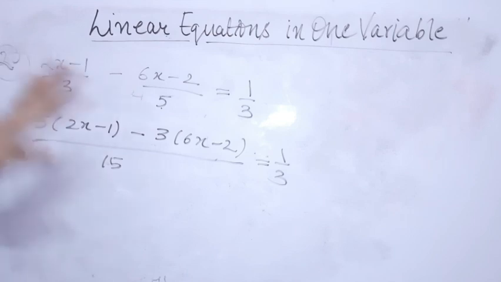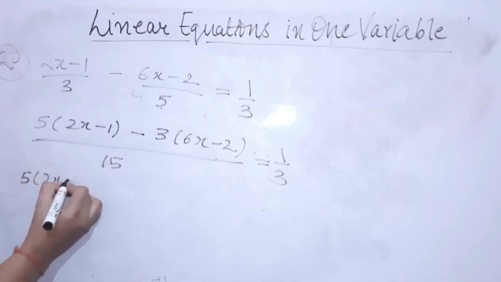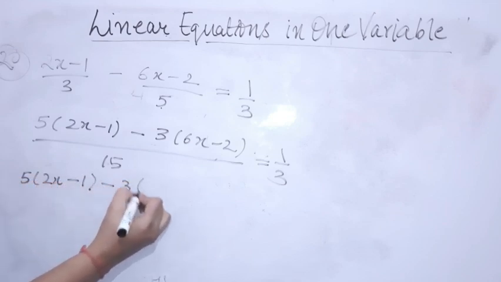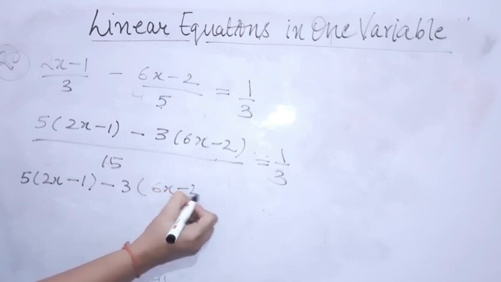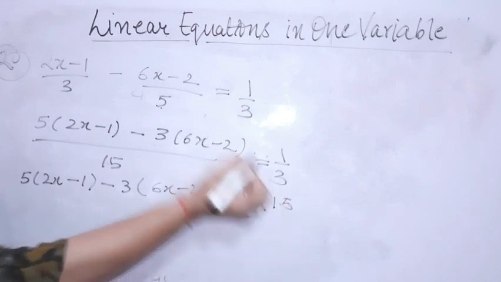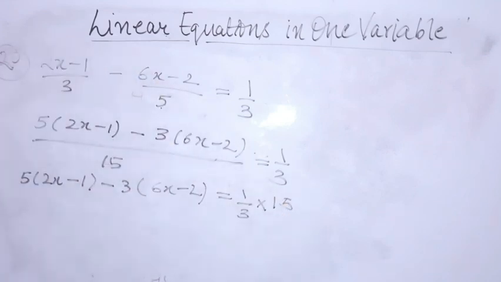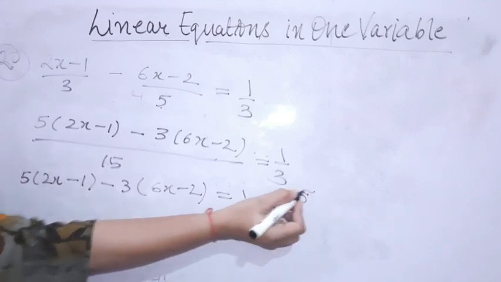Once it goes to the right hand side, it will be in multiplication. So the next step will be 5 times (2x minus 1) within bracket, minus 3 times (6x minus 2) within bracket, is equal to 1 by 3 multiplied by 15. Now 15 comes in the table of 3. So 3 ones are 3, 3 fives are 15.